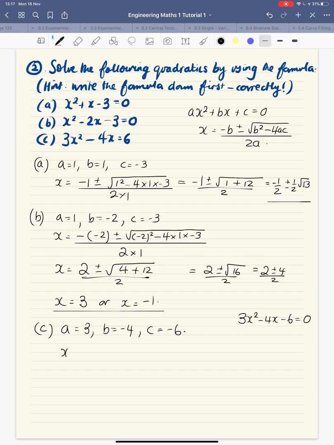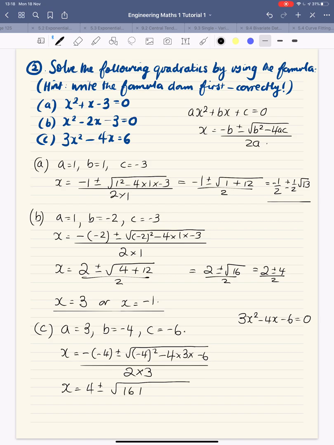So x is minus b plus or minus the square root of b squared minus 4ac, all over 2a. So it's 2 times 3. So x is plus 4 plus or minus the square root of 16 plus 72, 12 times 6 is 72, all divided by 6. Looks a bit messy.